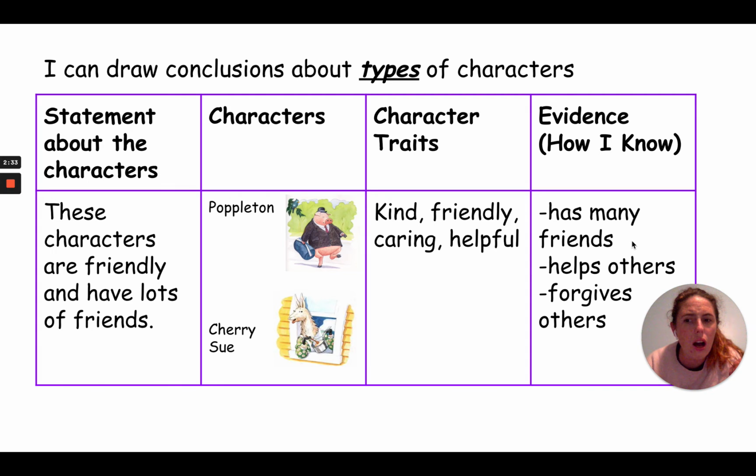Poppleton and Cherry Sue both have many friends. They help other friends and they forgive others. So my sentence or statement saying these characters are friendly and have lots of friends is true because I know that in the two books we've listened to with Poppleton and Cherry Sue, they are those types of characters.